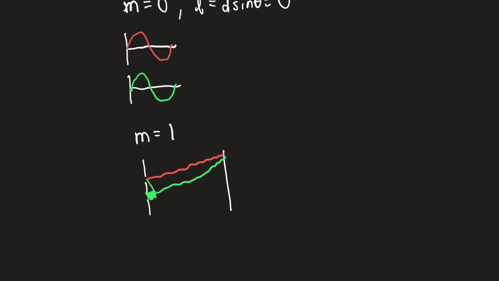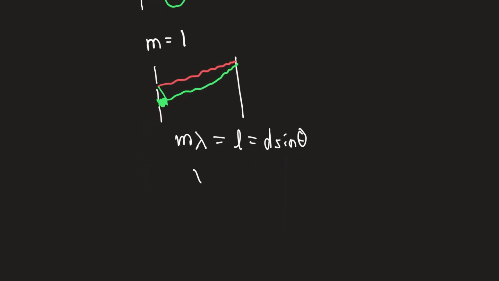Well, I can find that from m is equal to 1. So I use m lambda equals d sine theta. M lambda equals L, the path difference, which is d sine theta. Plug in your 1, so you get lambda equals the path difference. So the green wave has to travel one further wavelength. What does that look like?